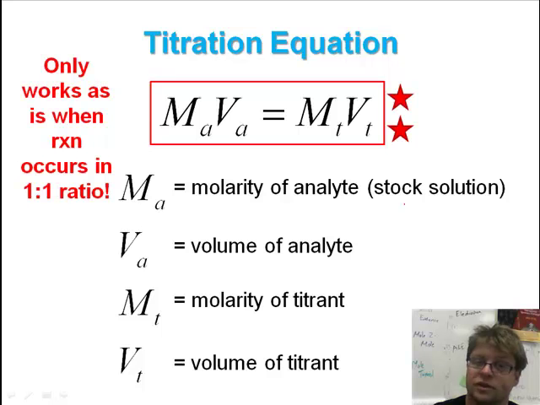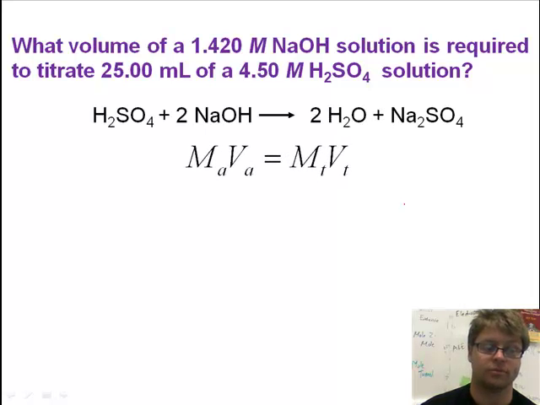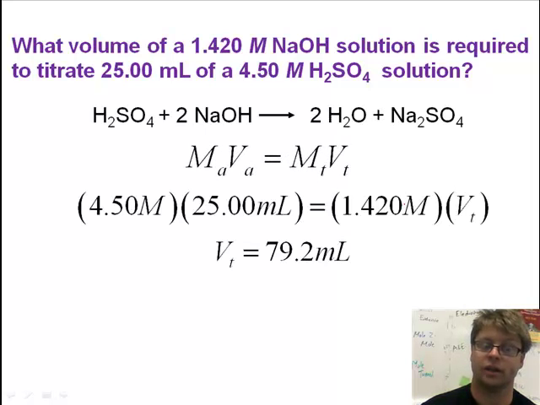Now, this only works if it's a 1-to-1 ratio. So, if it's sodium hydroxide and hydrochloric acid, works great. In the last one, let's see, how would it work? So there's our equation, M1V1 equals M2V2. 4.5 times 25 equals 1.42 times the volume of the titrant, which gives 79.2 milliliters.